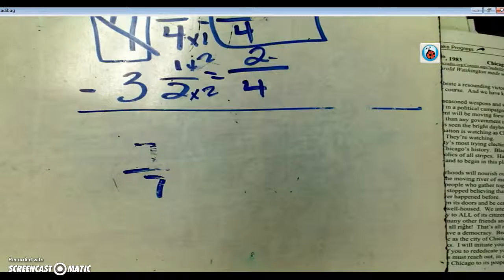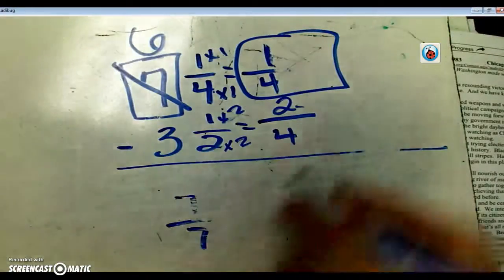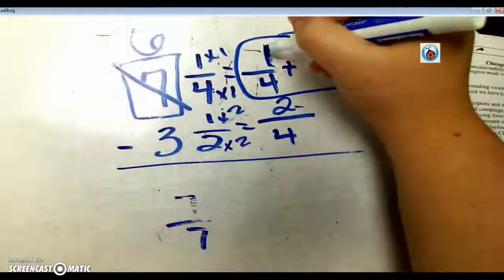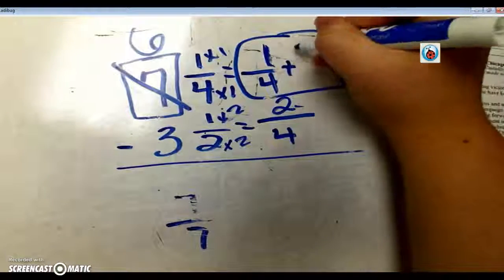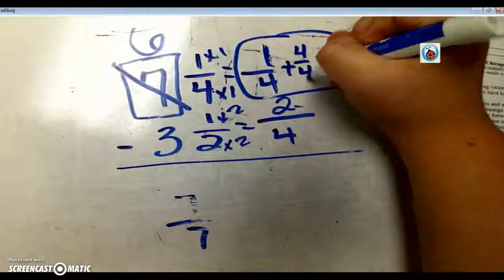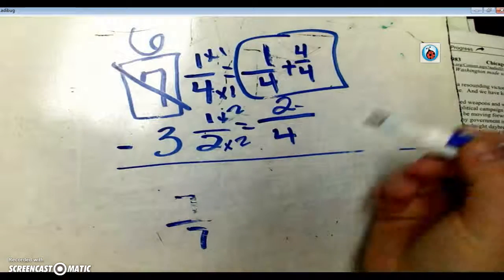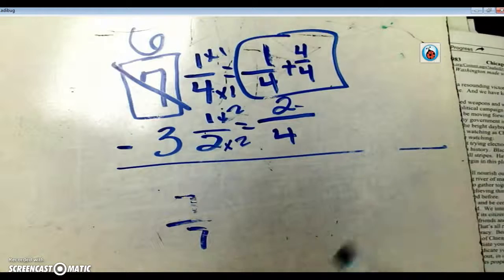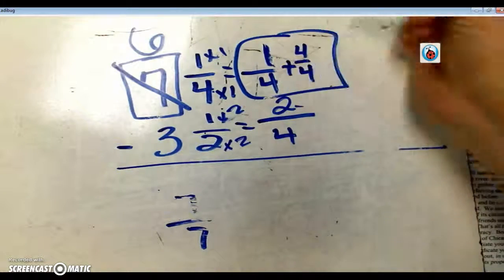So that 1 that I borrowed from that 7 to make this whole number a 6 now, I'm going to add it over here. Since this denominator is already a 4, I'm going to add it as 4 over 4. Why would I add it as 4 over 4? What do you think, Caleb? Okay? Because then I got to do a little addition problem here.